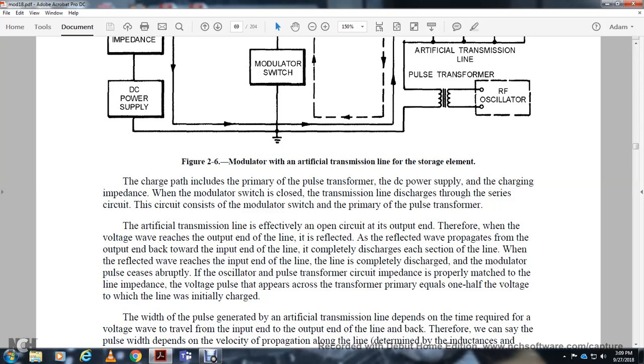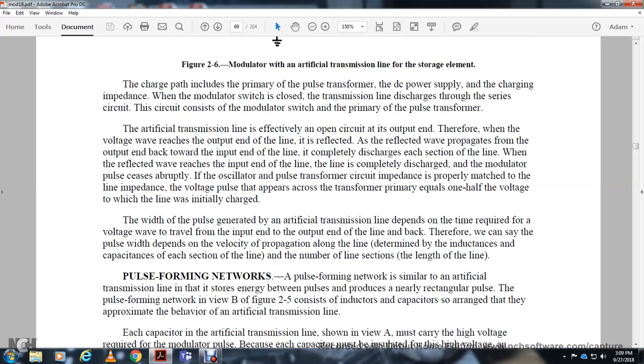Here the artificial transmission line effectively opens the circuit at the output, and therefore the voltage wave reaches the output end of the line, and the reflected wave propagates back toward the input end, completely discharging each section of the line. When the reflected wave reaches the input end, the line is completely discharged and the modulator pulse ends abruptly. With the pulse transformer circuit impedance properly matched to the line impedance, the voltage pulse that appears across the transformer primary equals one half of the voltage to which the line was initially charged.